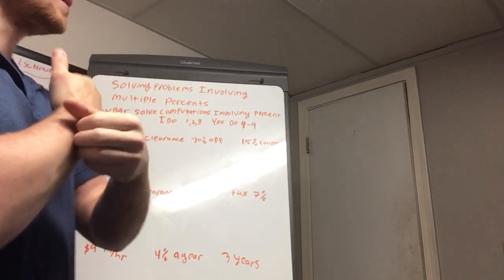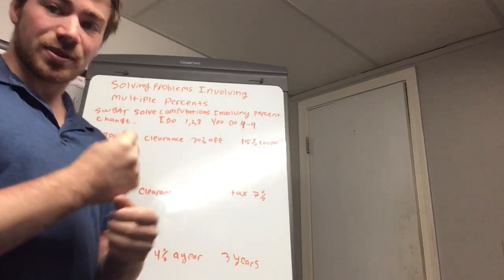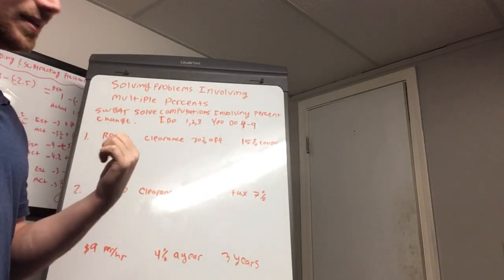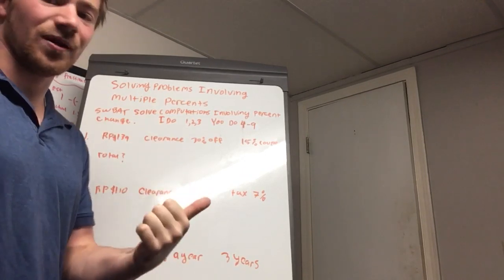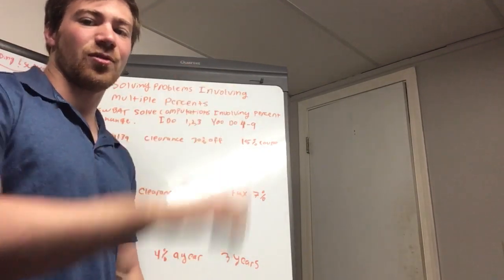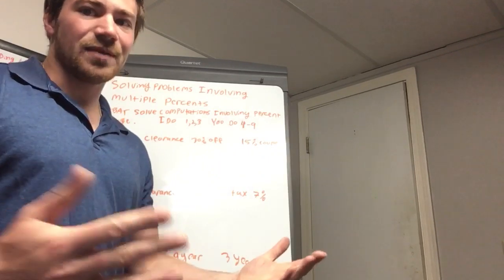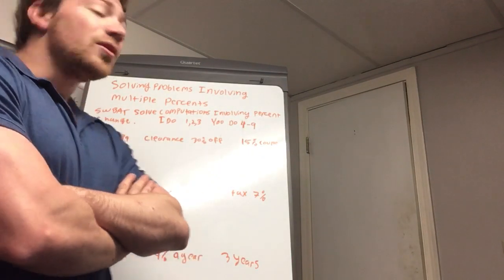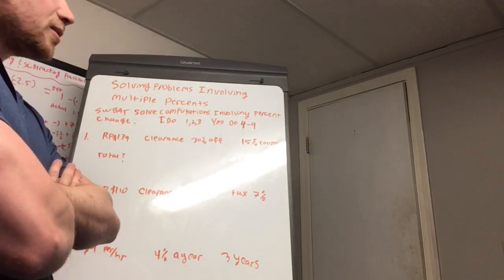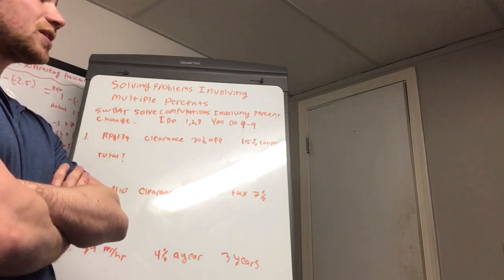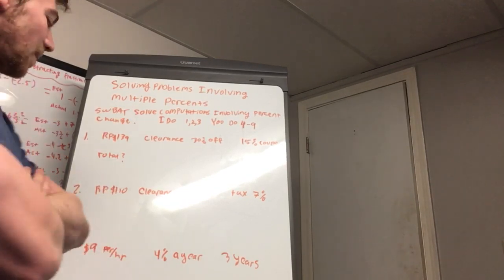So what we're doing today is we're working with percent problems. Percent problems, pretty easy. Two ways to look at them: either a percent increase or percent decrease. Pretty simple, pretty straightforward. The only thing that I can say here is when you have multiple parts, just set it up exactly how I have it set up on the board.